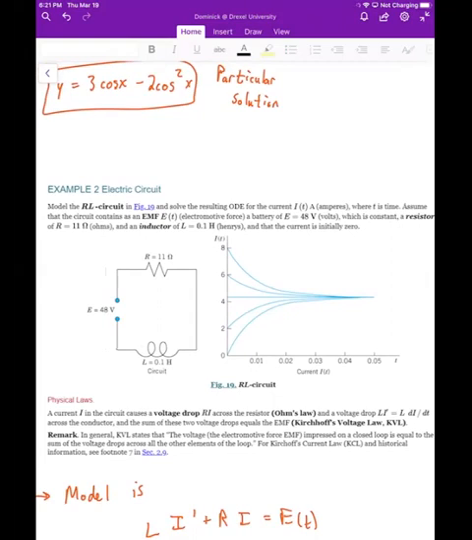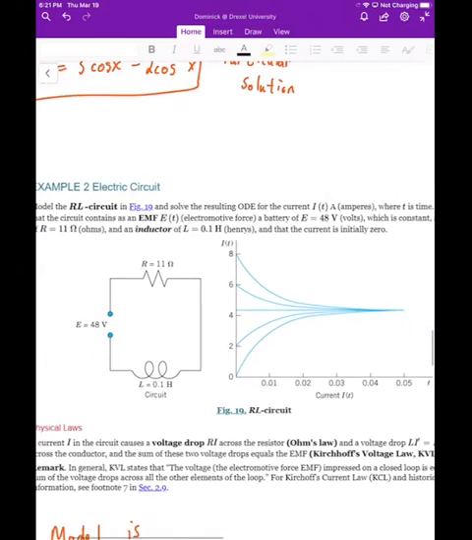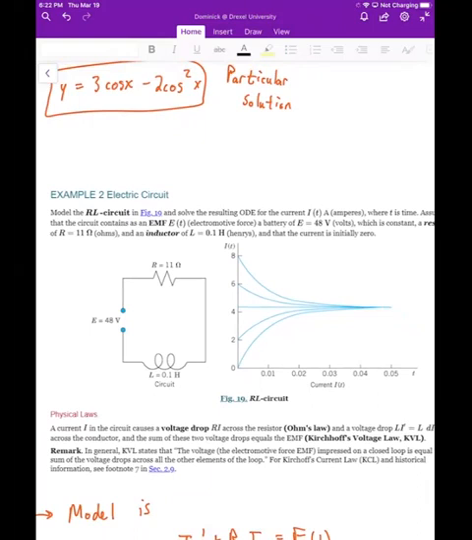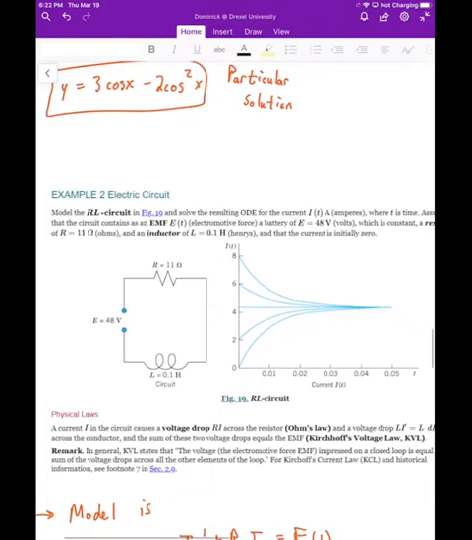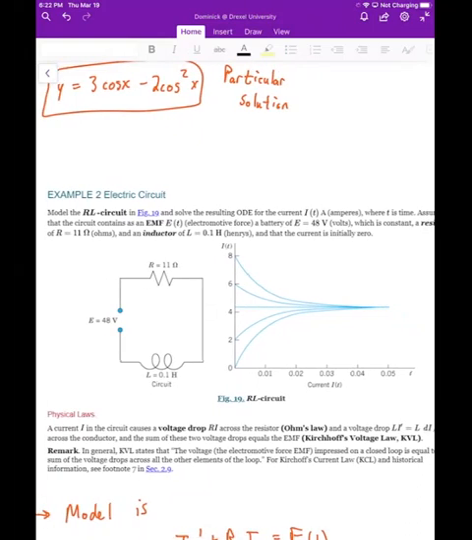So we're going to assume that the circuit contains an electromotive force, and that's going to represent our function E of t here, with an initial battery life of 48 volts. We have a resistor that is valued at 11 ohms, and an inductor that is valued at 0.1 henries. Right, and we're going to assume that the current is initially 0.